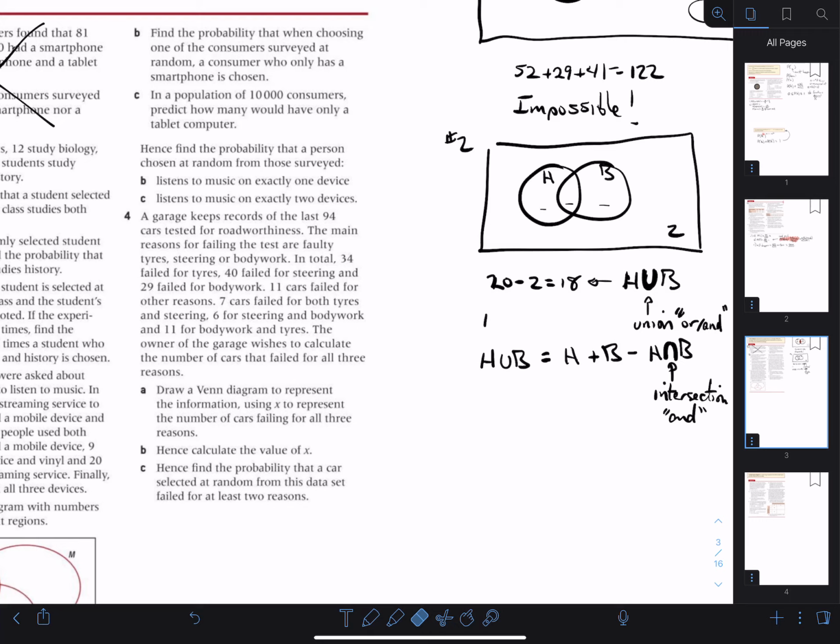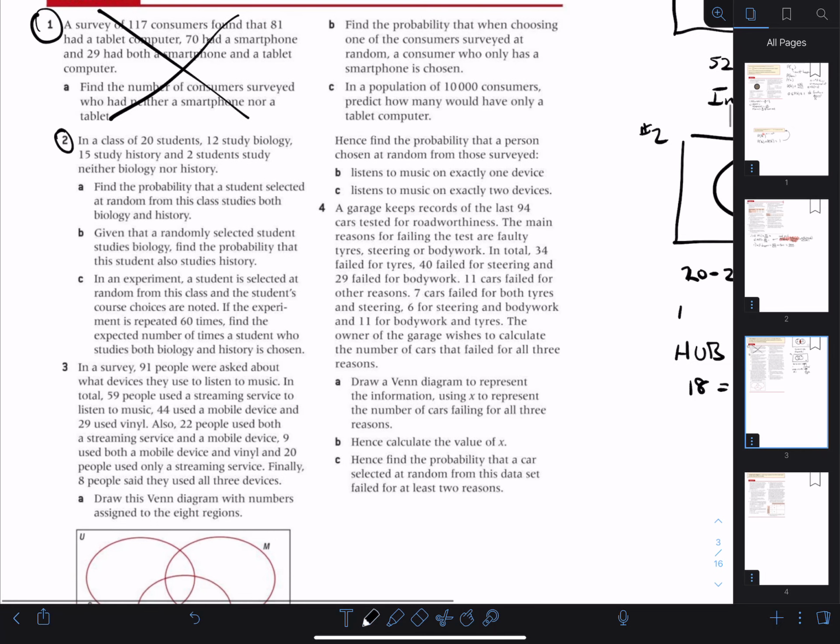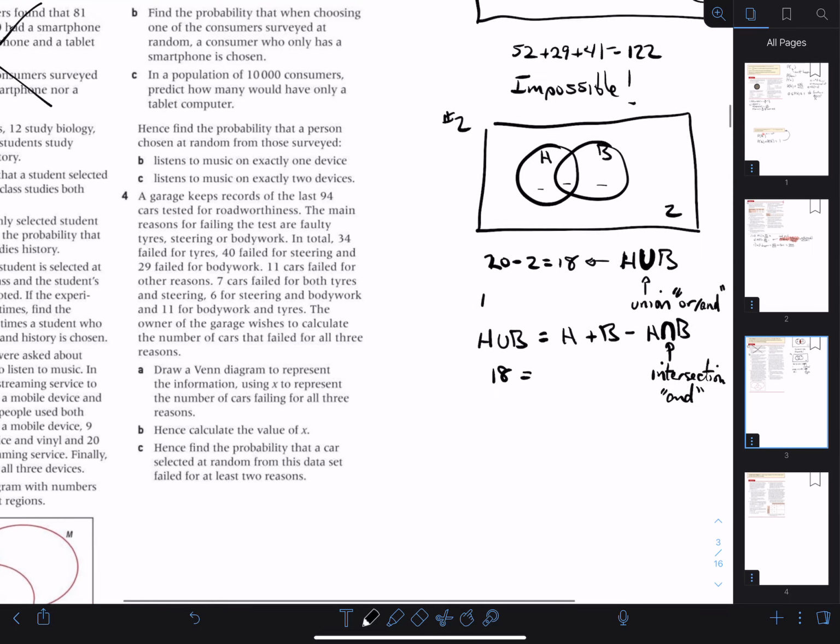And so the way to calculate it, I guess they're expecting you to just figure that out, is 18 is equal to 12 in biology plus 15 in history.